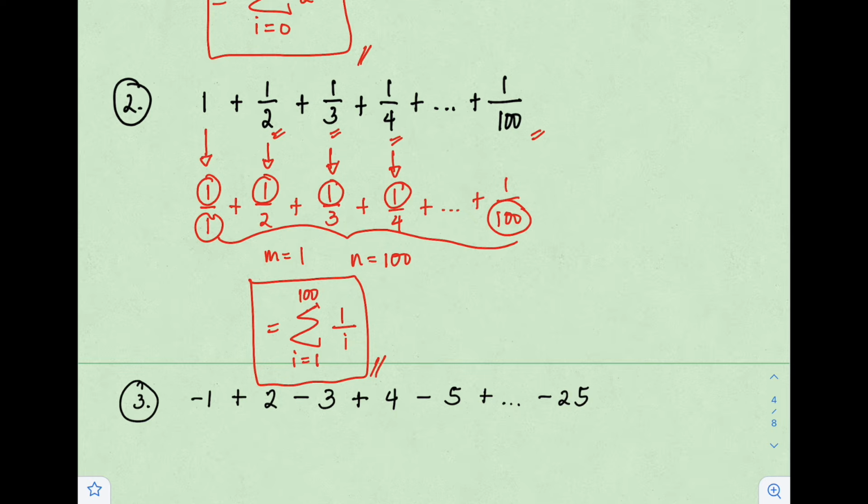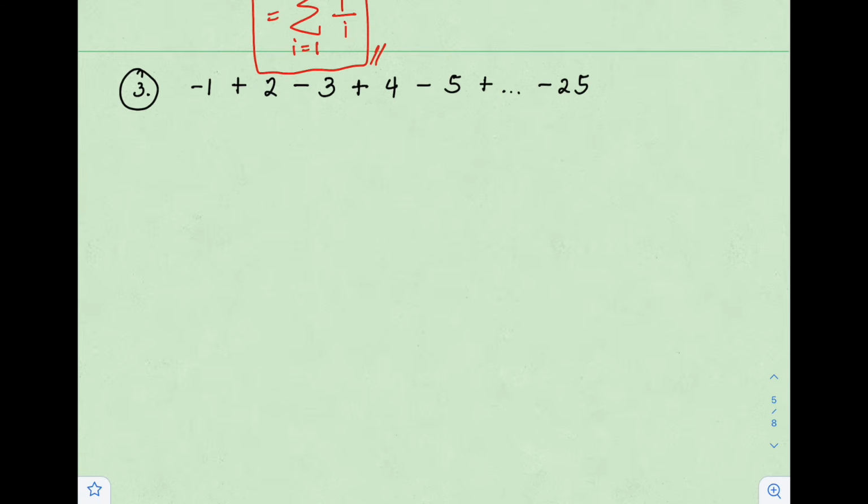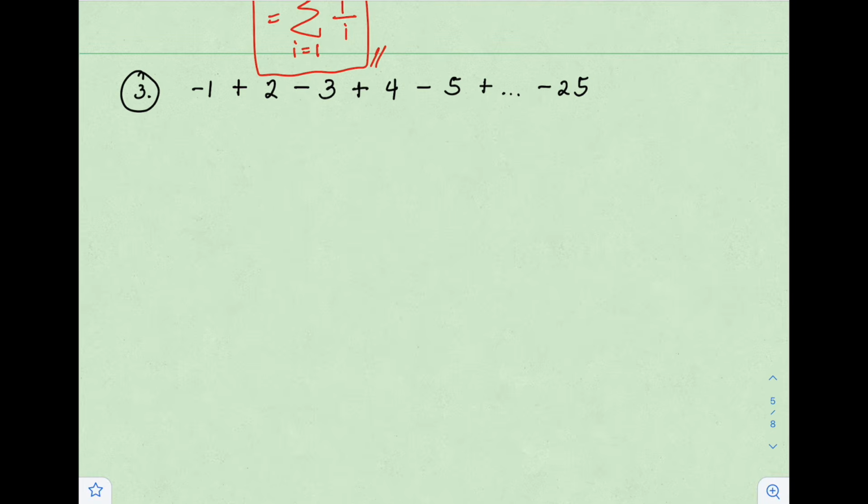Nakuha guys? So next, let's have example number 3. We have negative 1 plus 2 minus 3 plus 4 minus 5 up to negative 25. So, dito guys, kung mapapansin nyo, yung term natin dito is naka-arrange na in ascending order. Diba? We have 1, 2, 3, 4, 5, up to 25. Yun nga lang, magkakaiba sila ng sign. Tama? Nag-alternate. Isang negative, positive, then negative, then positive, then negative.